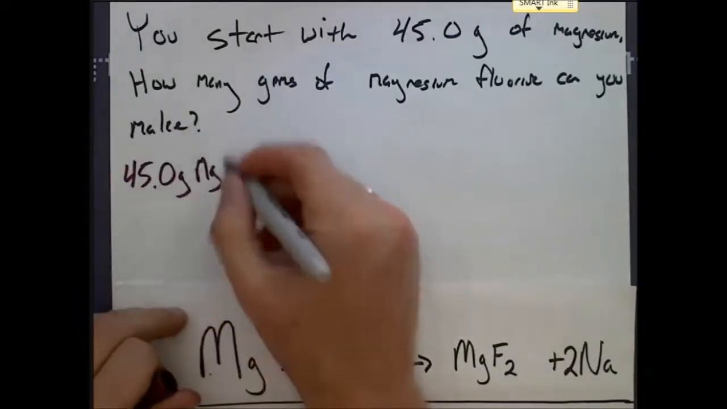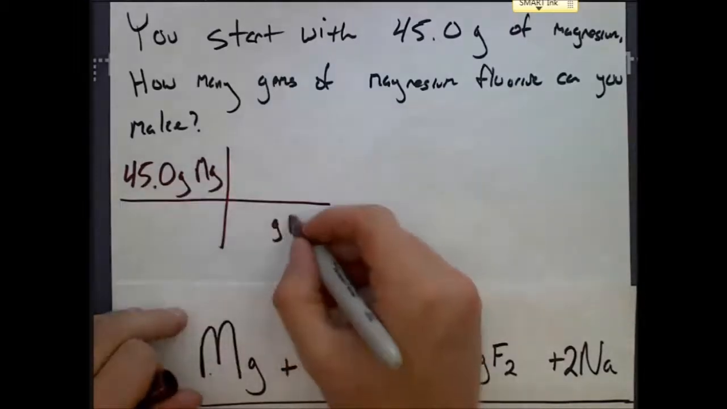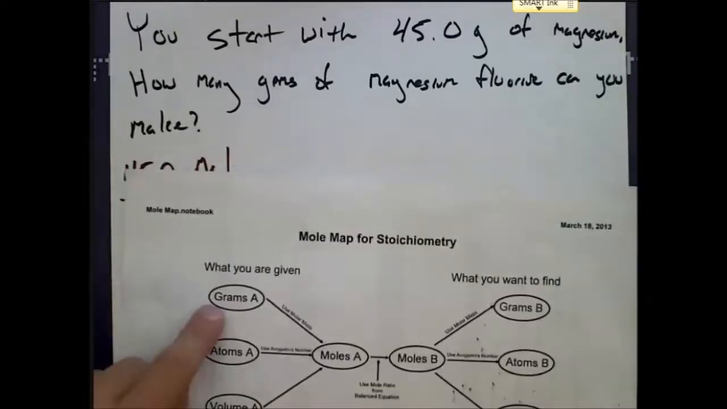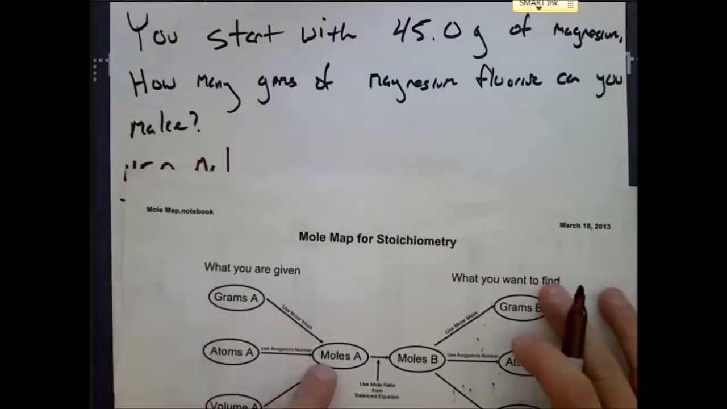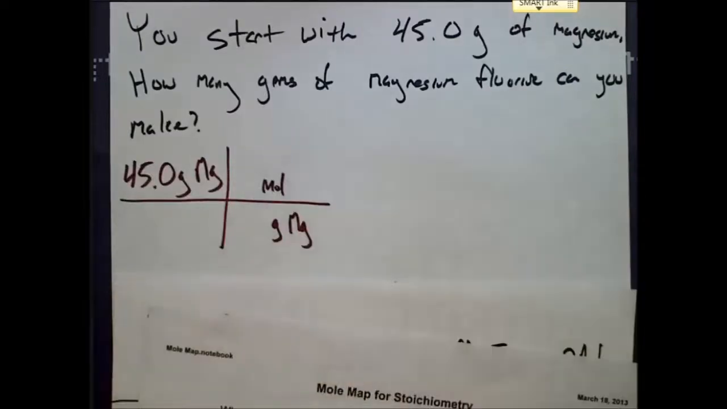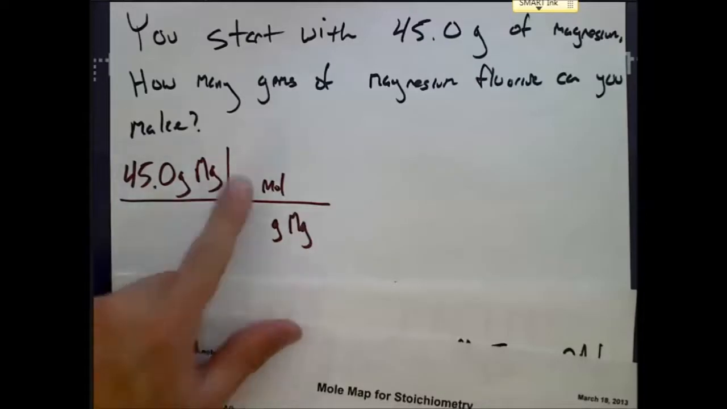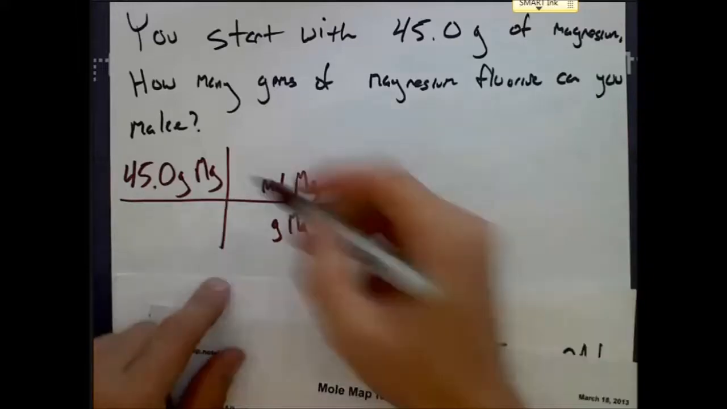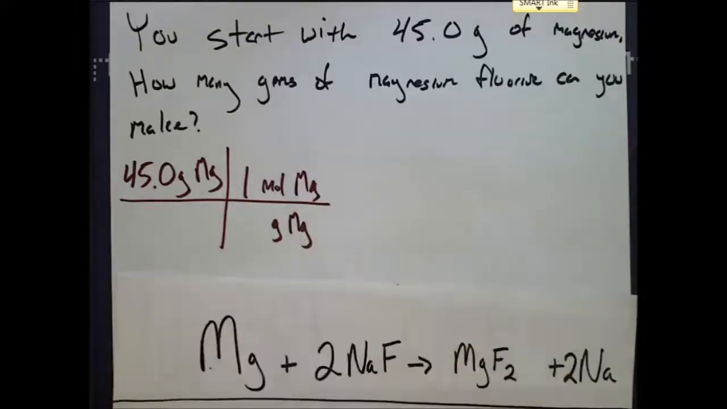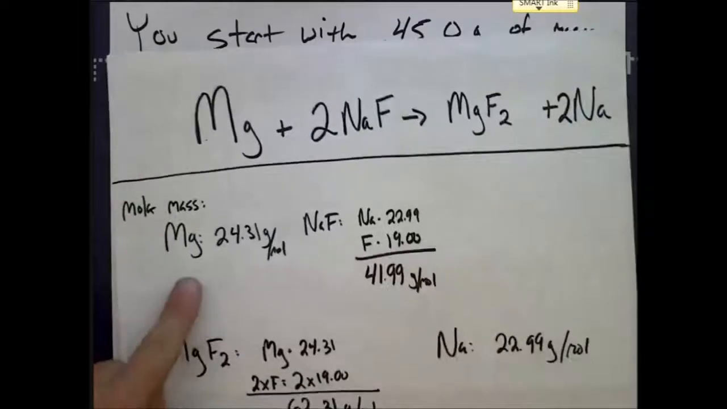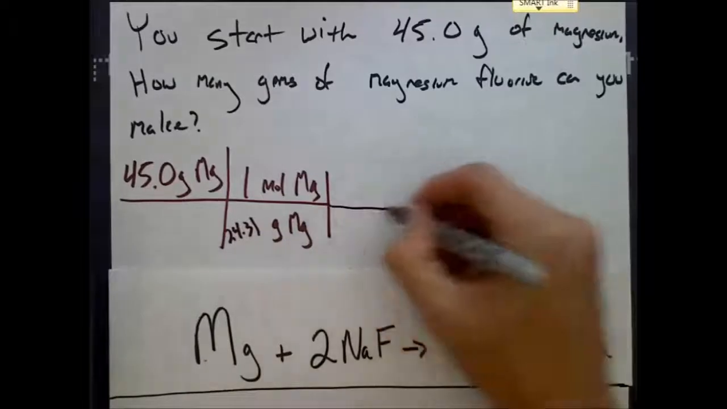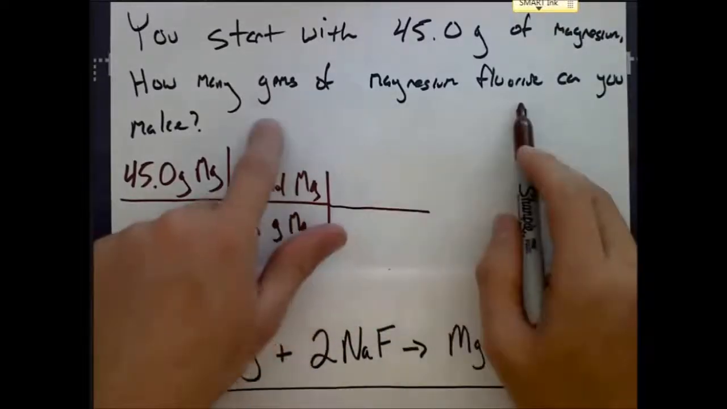45.0 grams of magnesium, and pull down grams of magnesium right away. The mole map says that to go from grams to grams of the other thing, we need to go through moles first. So convert to moles of magnesium. How do we know? If we're changing the unit, we know the substance has to stay the same. And we know that when we're going between grams and moles, we need to use the molar mass. Molar mass, 24.31. Moles of magnesium is not what we want. We want grams of magnesium fluoride.